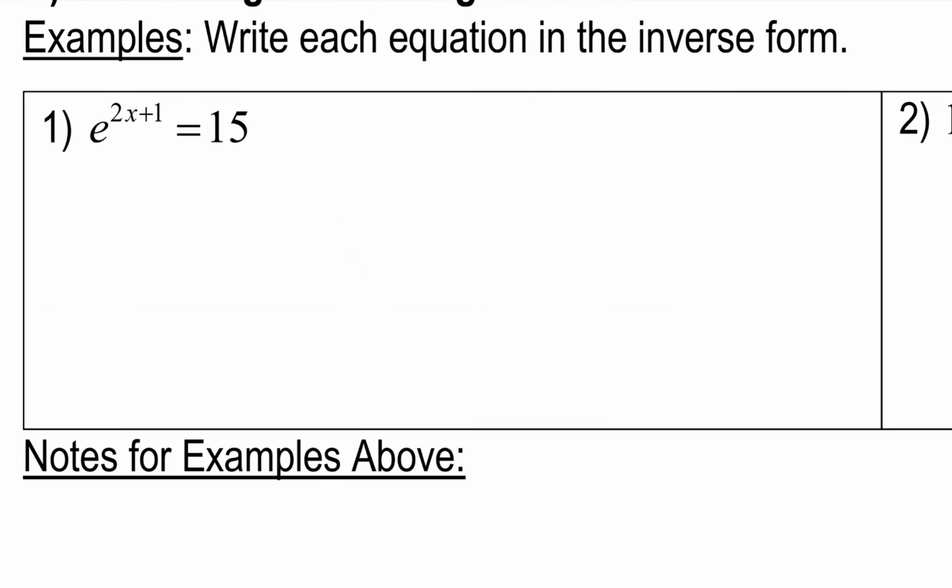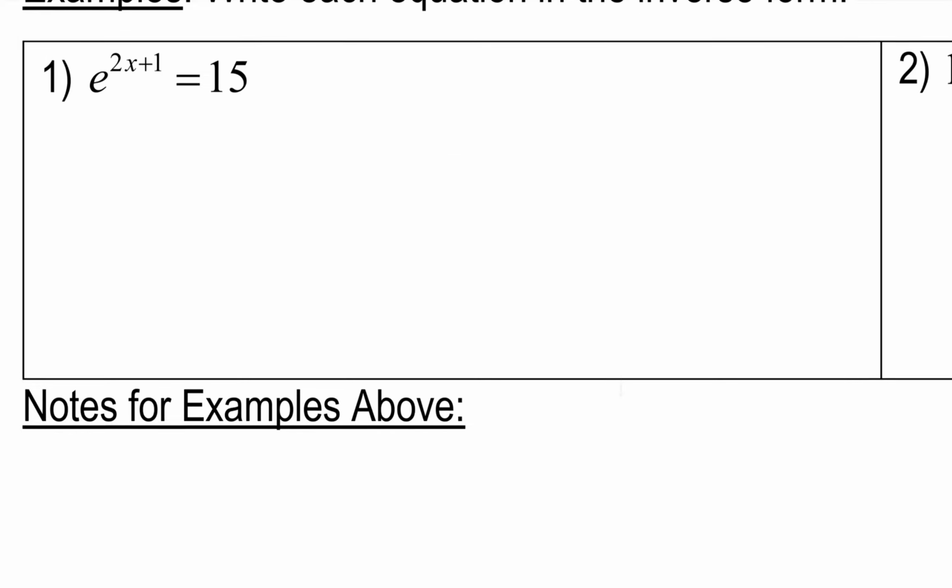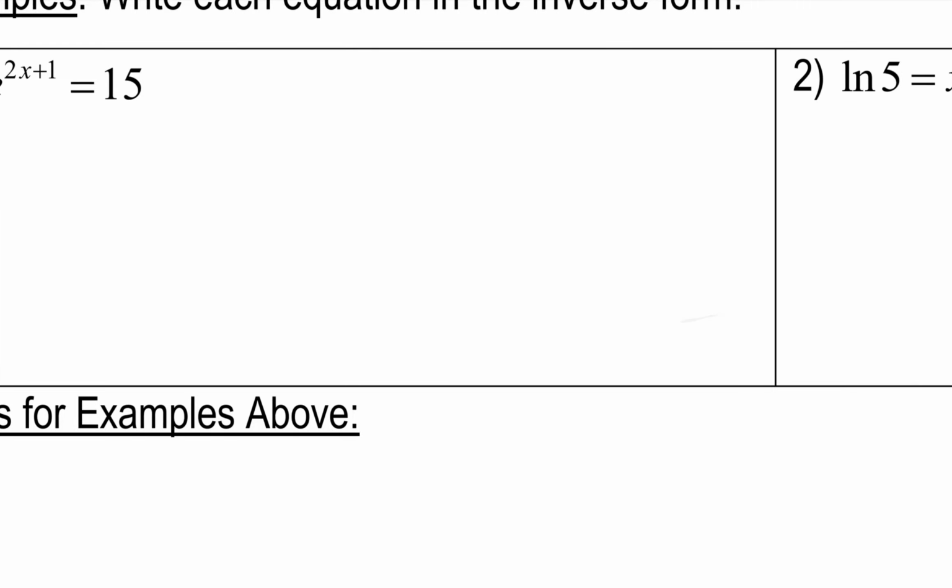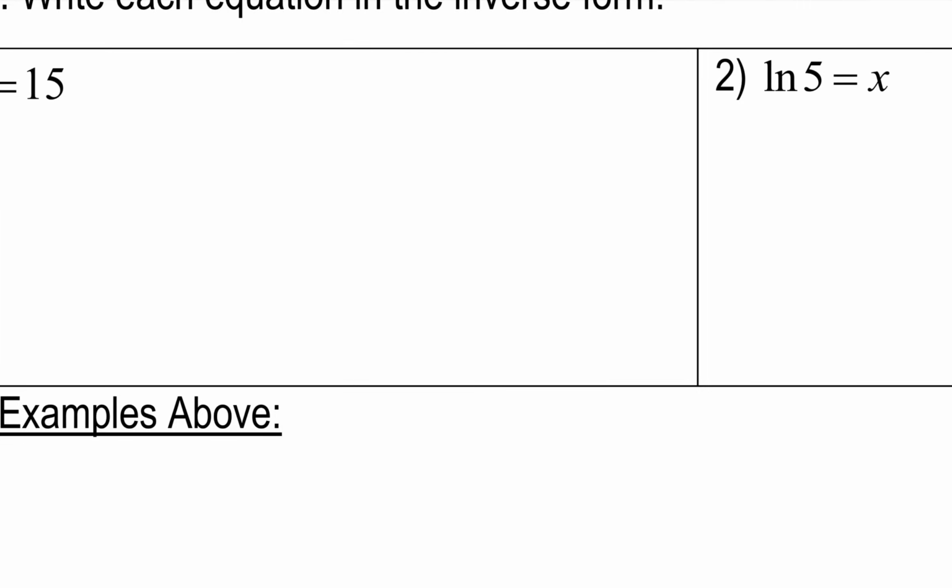Okay, so write each equation in the inverse form. Well, this is just like we've been doing this whole chapter, where I have a base with an exponent equals a number, and I switch it and do log base of the number equals the exponent. Only this time it looks different because I have an E, and if you notice on 2 I have ln. That's called a natural log.